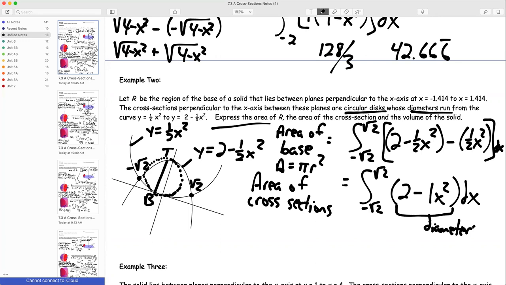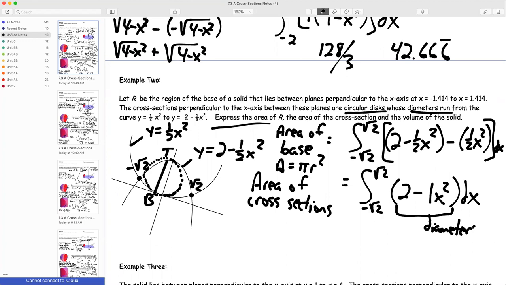Yes. Okay. So look at my little drawing here and imagine a cross-section circle. So this says that the circular discs, their diameters run from curve to curve. So if I have a circle here, from the top curve to the bottom curve gives me the diameter of the circle. And this expression, which I just found, 2 minus 1 x squared, is therefore the diameter.